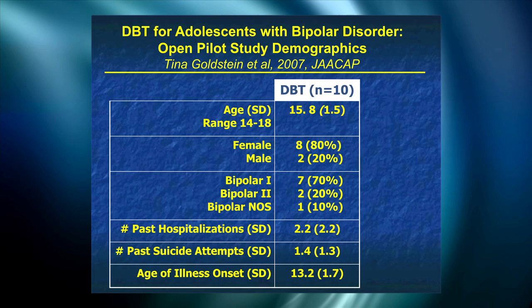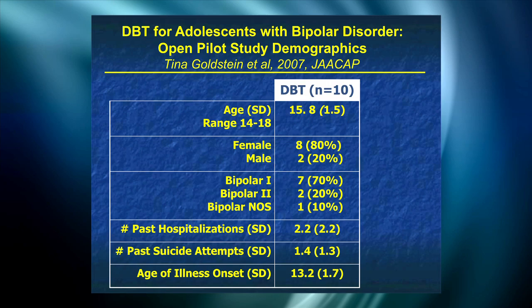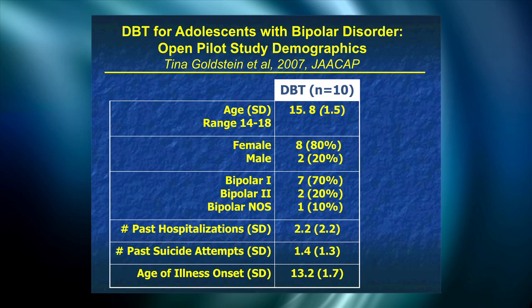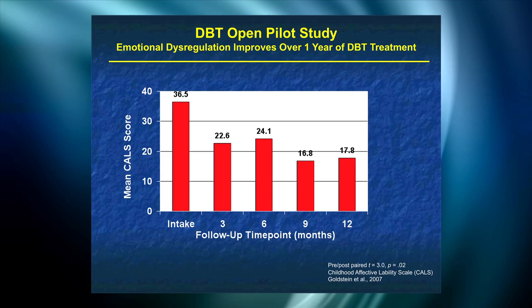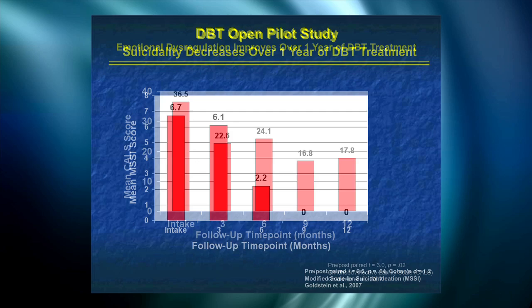Had 14 to 18 year olds, predominantly female, and you see the BP1, 2, and NOS split. These are kids who'd had hospitalization, suicide attempts, and average age of illness onset was 13. You see that over time, their mean scores on emotion dysregulation were improving, as were their suicidality ratings.